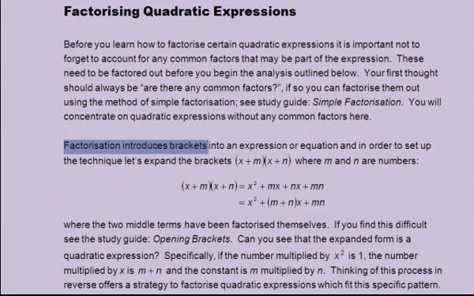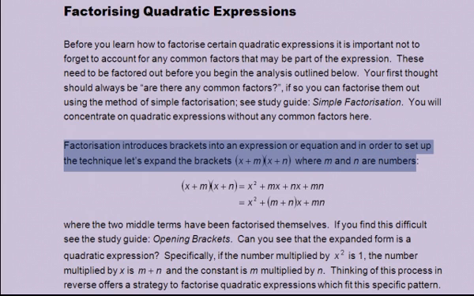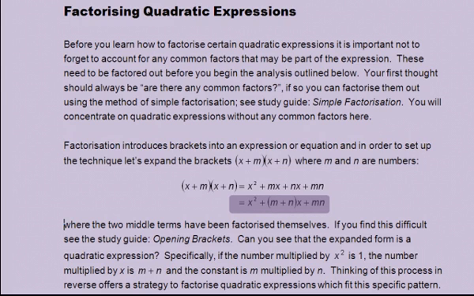Factorisation introduces brackets into an expression or equation, and in order to set up the technique, let's expand the brackets x plus m times x plus n, where m and n are numbers. x plus m times x plus n equals x squared plus mx plus nx plus mn, which equals x squared plus m plus n all times x plus mn, where the two middle terms have been factorised themselves. If you find this difficult, see the study guide Opening Brackets.